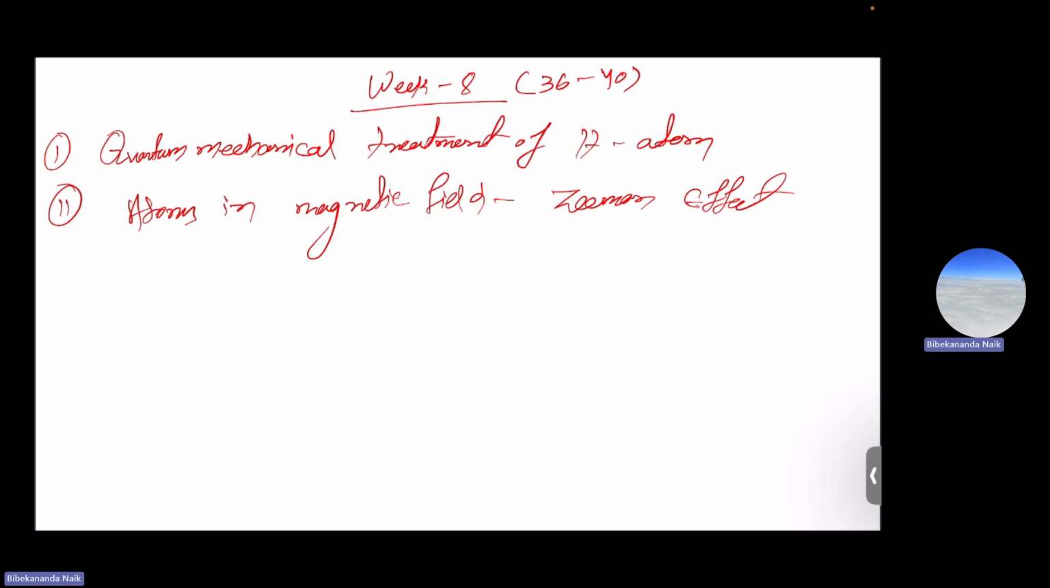This concept was also discussed, and then towards the end of the week in lecture 40, Stark effect was covered, which is basically atoms in an electric field, also called Stark effect. Let's first briefly discuss the Zeeman effect.